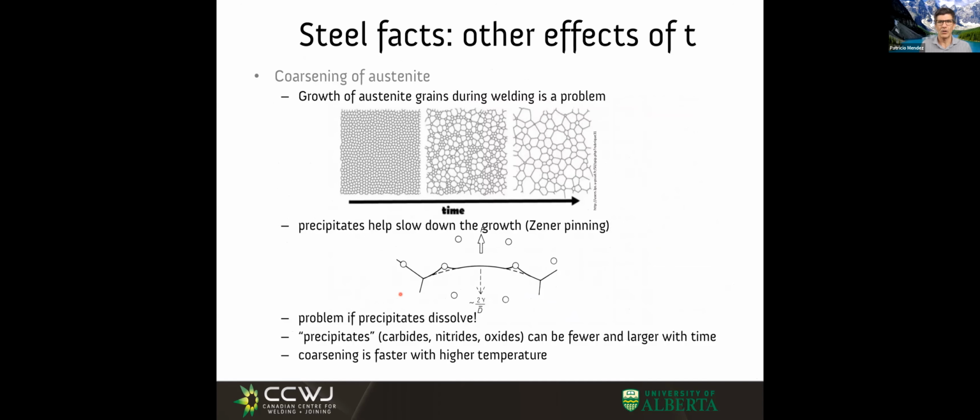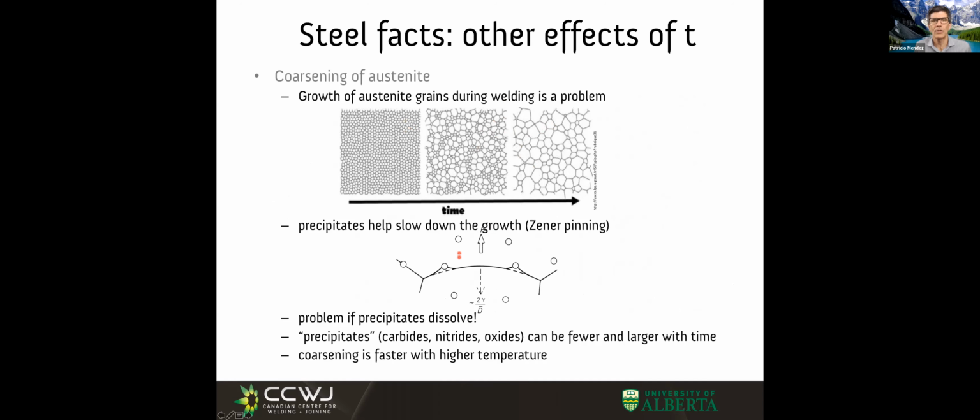Briefly, other effects of time I want to discuss. One of the effects of time is coarsening, right? So if you hold it for too long or the temperature is too high, over time the austenite can coarsen. And that is a problem. For example, in some steels, you might end up with huge grains that end up being very hardenable.